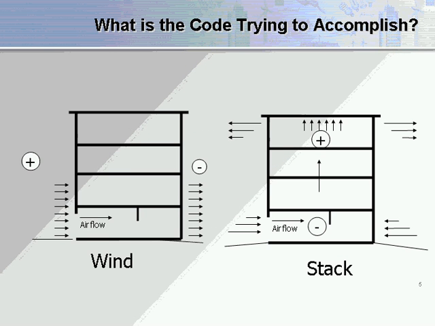Okay, so we've got this requirement. We need to figure out what's important about this requirement. What is the code actually trying to accomplish? Essentially, the codes are trying to eliminate as much infiltration in commercial buildings as possible.